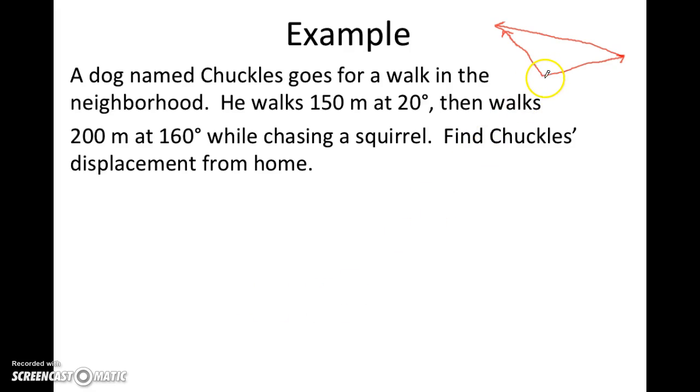Okay, so here we are at Chuckles, and here I have drawn a triangle of his motion. So he first walks this way, 20 degrees, 150 meters, and then he walks 200 meters at 160 degrees. And so you can clearly see that's not a right triangle. And if I were to change my pen color to even just a green, the resultant is going to be this. So this is Chuckles' displacement. I need to figure out how big that is, and I need to figure out the angles. So this, again, is not a right triangle.